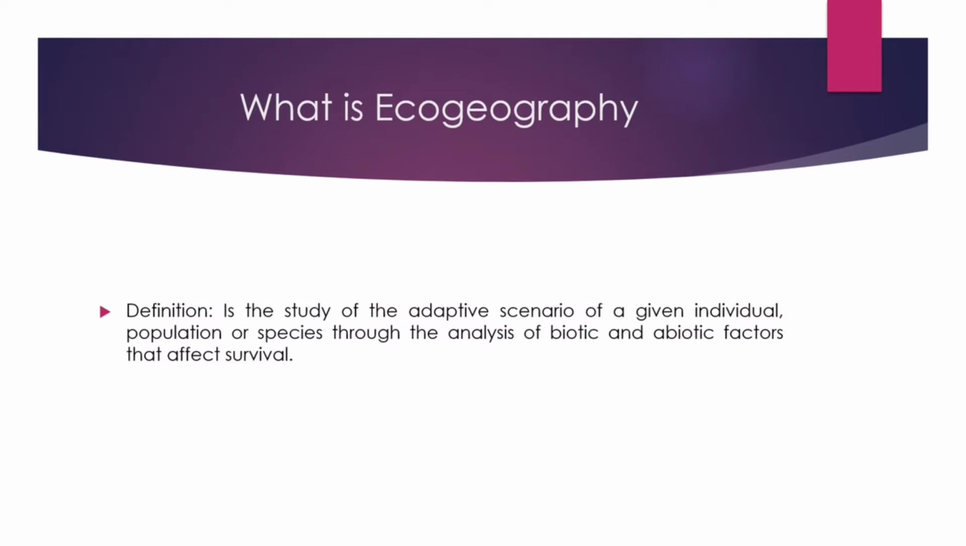What is ecogeography? The definition of ecogeography is the study of the adaptive scenario of a given individual, population, or species through the analysis of biotic and abiotic factors that affect survival.